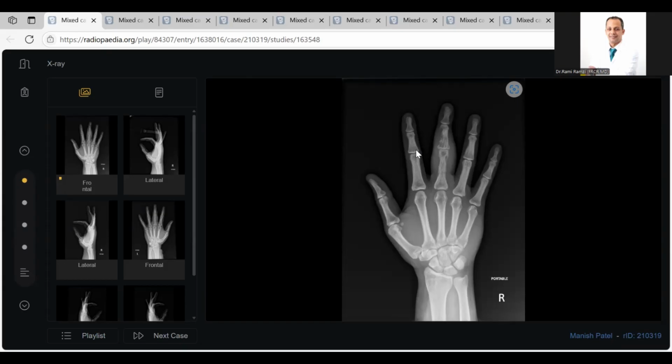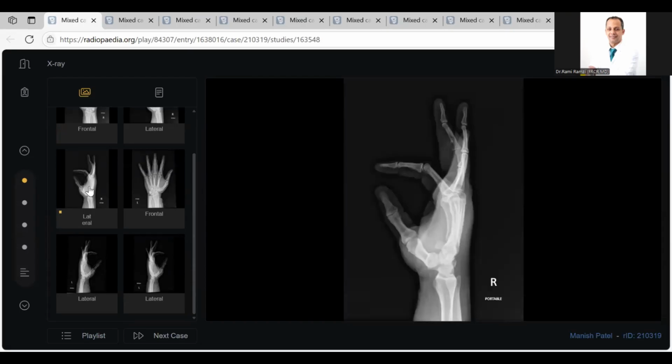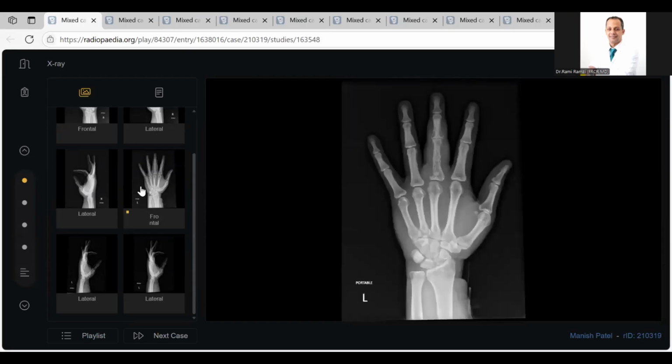There's no sclerosis, bone density appears to be normal, and joint space also seems to be preserved. What's your differential? Sir, on the second and third digit there's a reticular erosion which is subperiosteal, and also digit thickening.